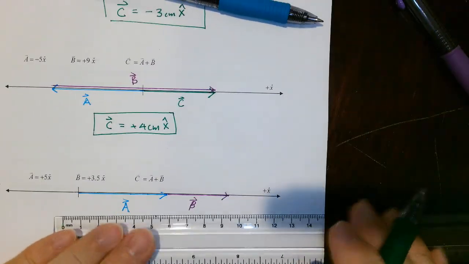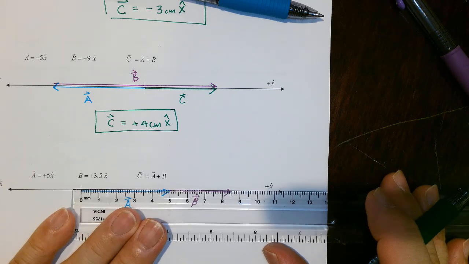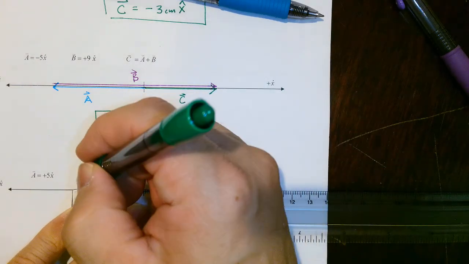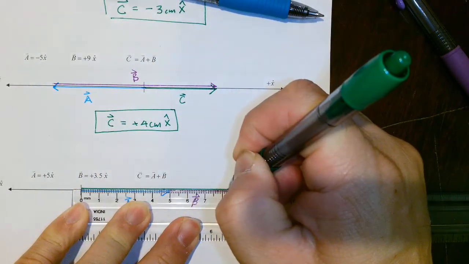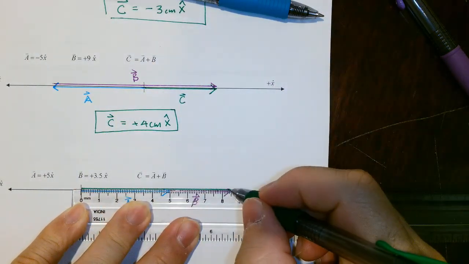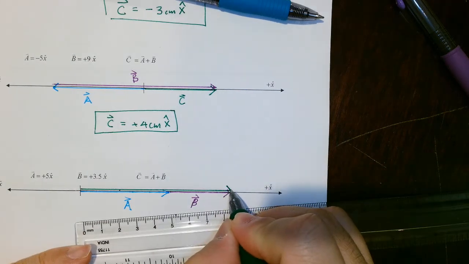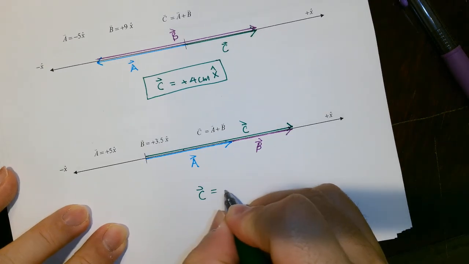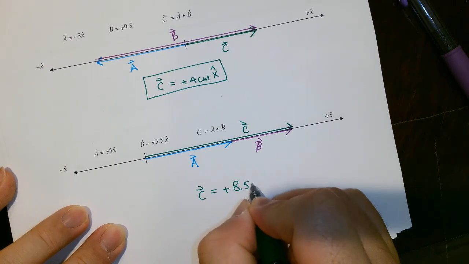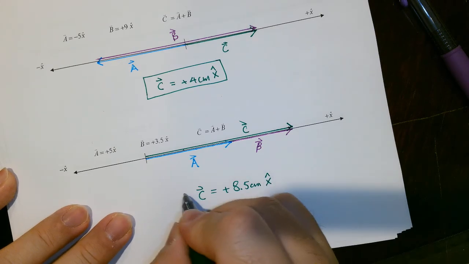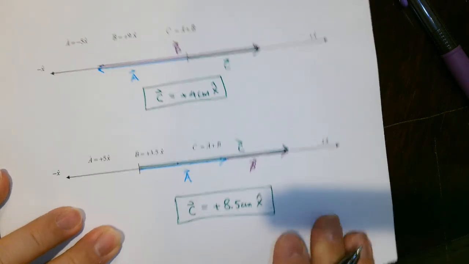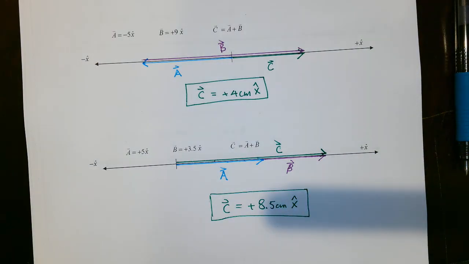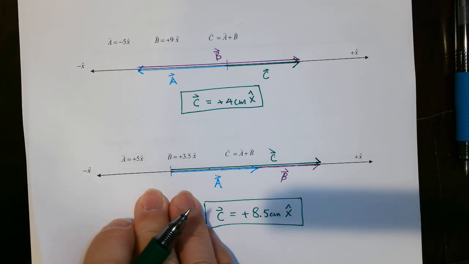So my resultant C is from the tail of A to the tip of B, which happens to be this, and that's 8.5 centimeters, which makes sense, right? So here's my C. So my C vector is positive 8.5 centimeters. Excellent. Alrighty. Now let's take a look at page 6.